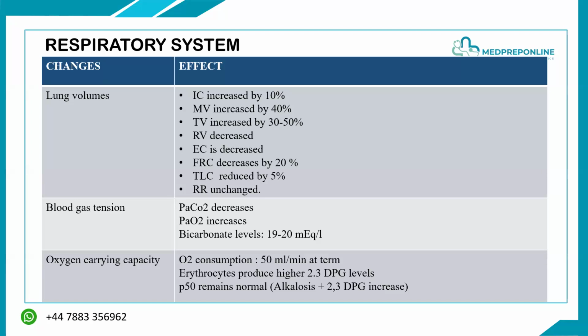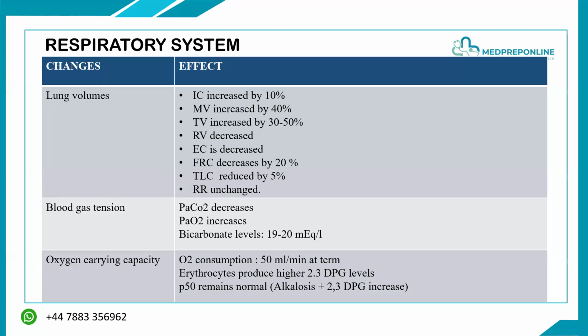So oxygen carrying capacity in the blood increases. The consumption rises to almost 50 ml per minute at term. The erythrocytes will produce higher levels of 2,3-DPG. One important fact about 2,3-DPG is that because of the higher production, there is an increased oxygen letdown. So the oxygen affinity is reduced, and this oxygen can be easily transferred to the fetal tissues.